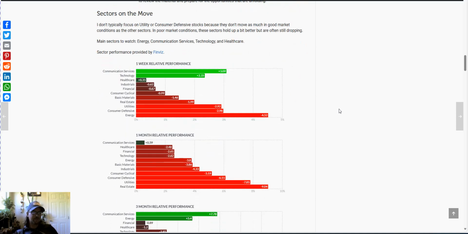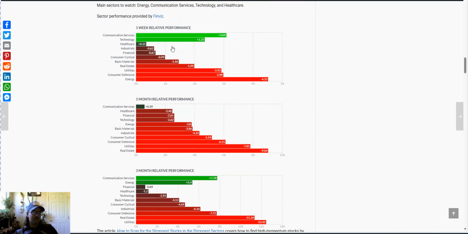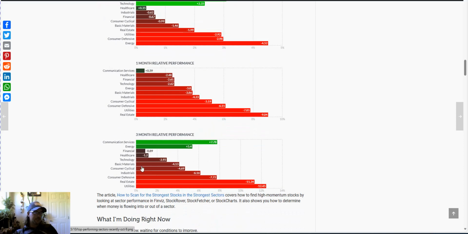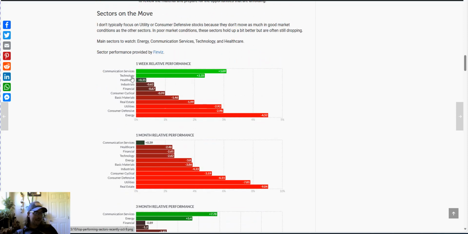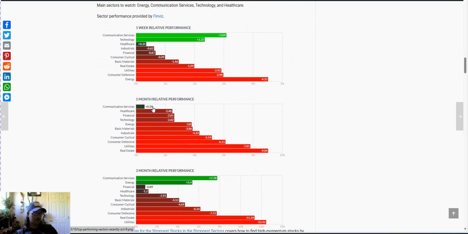Sectors on the move. Last week it was only energy that was doing good. We have a couple more that picked up a little bit: communication services, technology, and healthcare over the last week. Energy got smoked though last week, but energy is still holding up over the last month and the last 3 months in the tops there. But communication services, healthcare, financial, energy. So I've written in here communication services, technology, and healthcare because they've all been hanging around the top on all three of these time frames. You may also want to add in financial there.